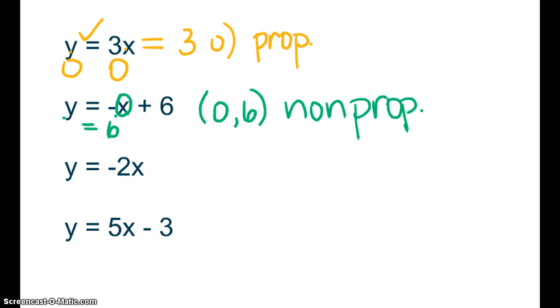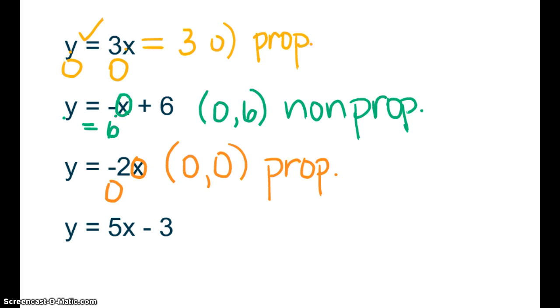All right, in this next situation, if I plugged in 0 for x, what would be my value for y? Negative 2 times 0 is 0. So when x is 0, y is 0. Is that a proportional situation? Yes, that is proportional.